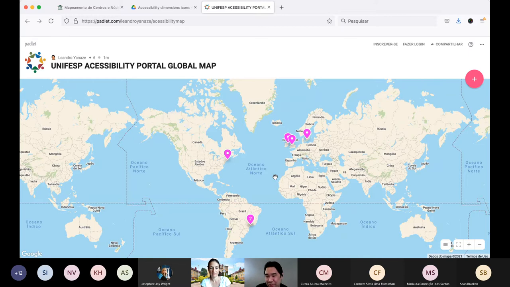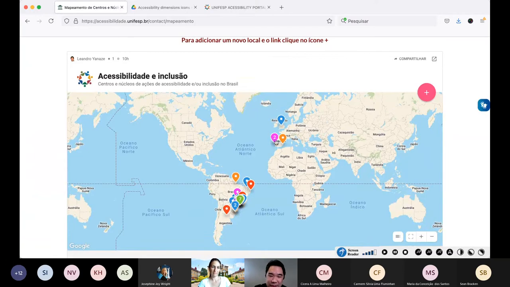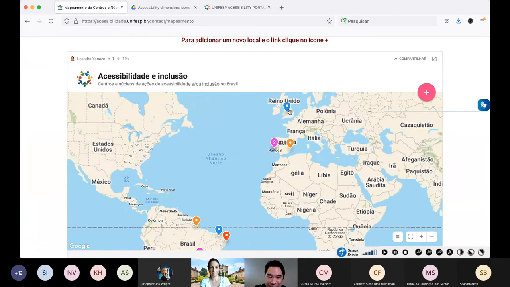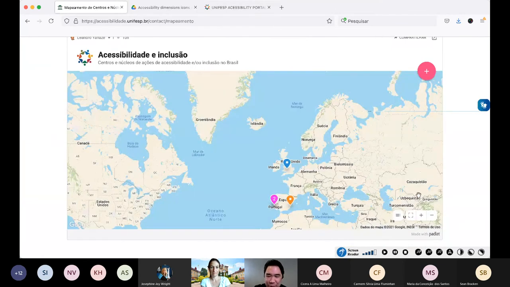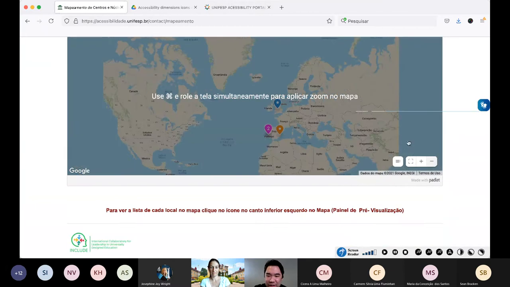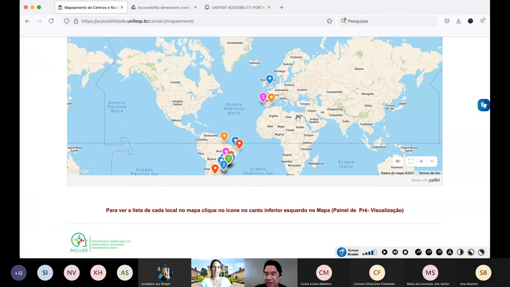So I reinforce the invitation to enter the accessibility portal of UNIFESP. In the portal we have a map. This map I created just for our exercise here today. But we have in the portal an accessibility inclusion map that we have also mapped and tagged here in our map. And the idea is to have this map full of experiences, full of exchange, and to promote accessibility in higher education. So in my part, I thank you so much for having us this morning. We are here for questions and to have this dialogue moment. Thank you so much.